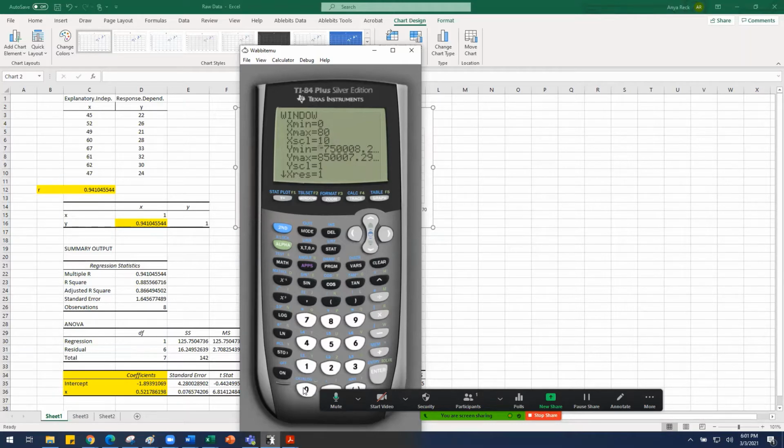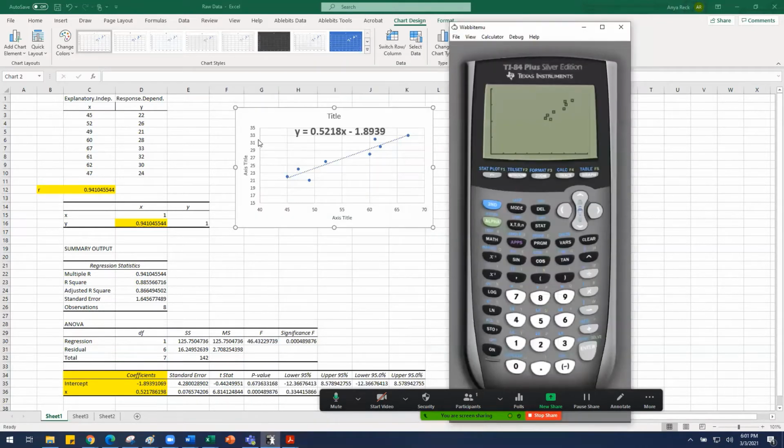We don't have any negative y values, and the highest we can label as 40, and we can go by tens as well. Hit graph. There are your points now. If you want this graph to match the one in Excel, you can adjust the window again.